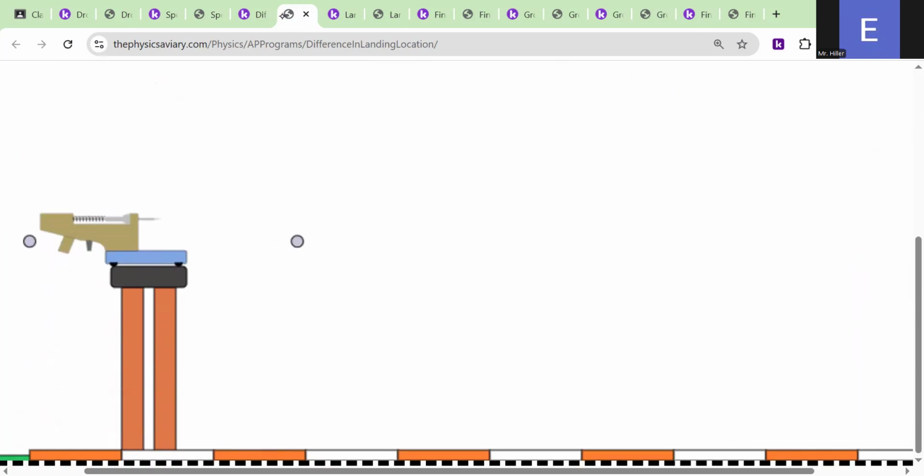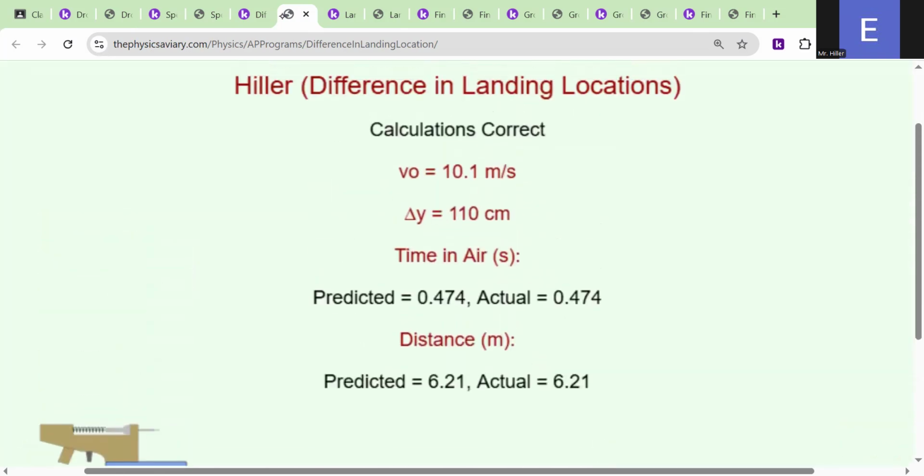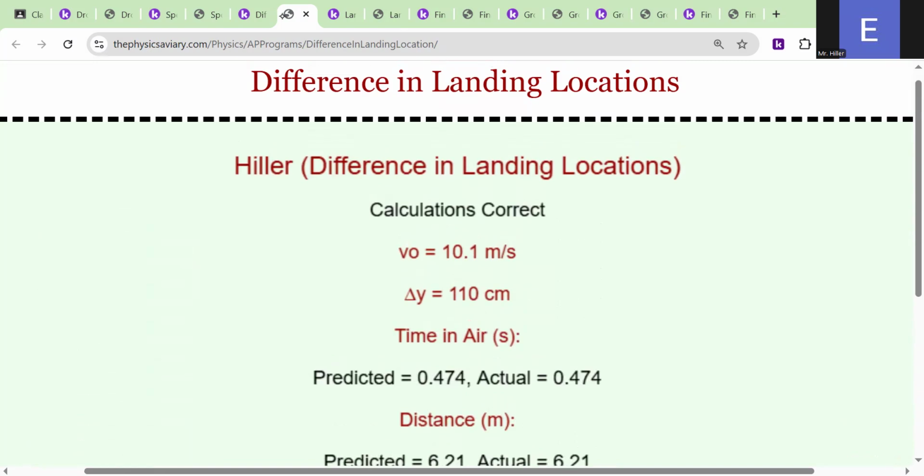Okay, it's going to fly through the air. And you can see both balls are at the exact same height when they fall. And there we go. I did it well. Hopefully you were able to do it carefully as well and get question number 3 correct. If you did, that's great. Let's move on to question 4.